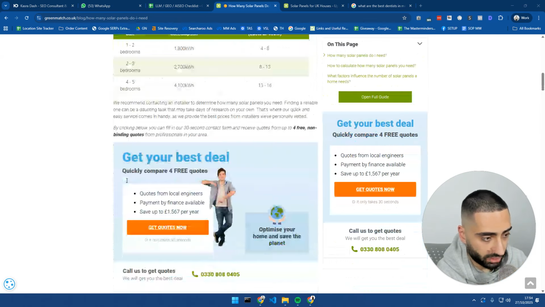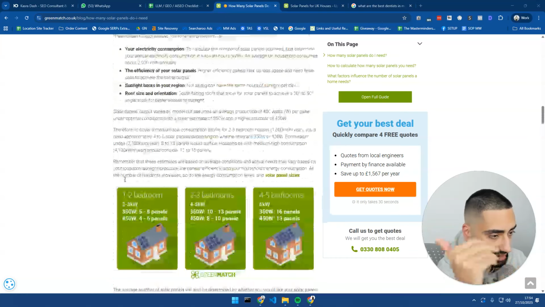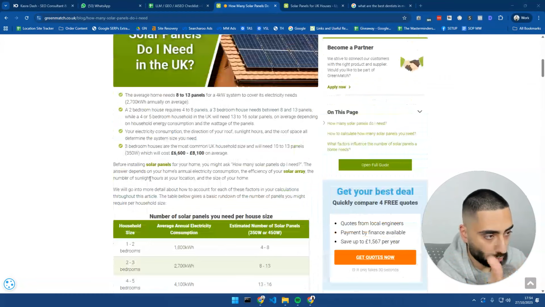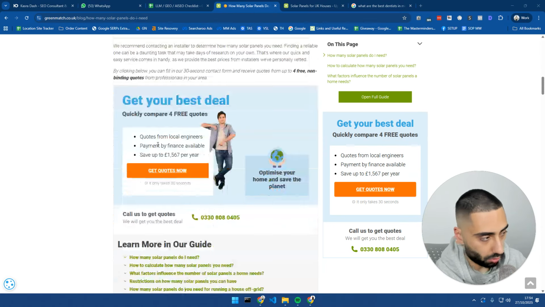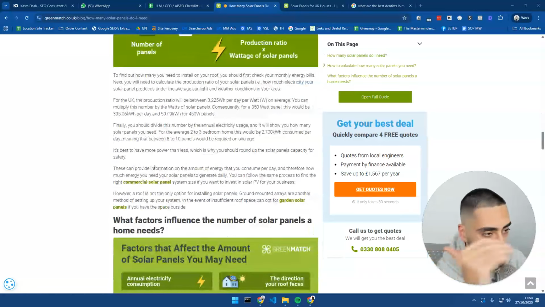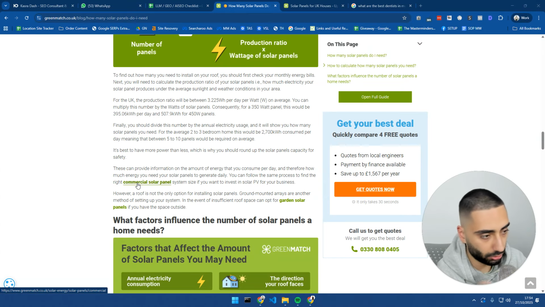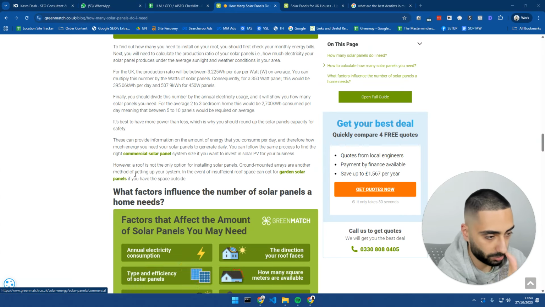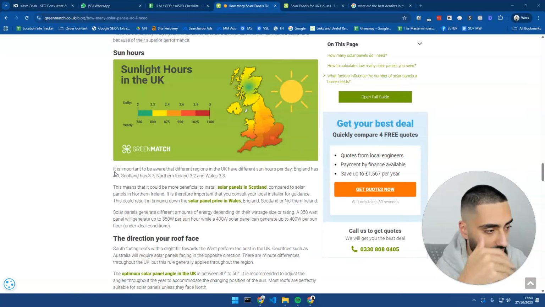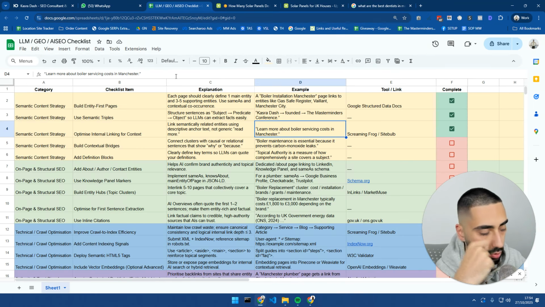If we were to take a look at all their other internal links as well, at no point do they ever say read more or learn more here. It's always talking about, for example, commercial solar panels, garden solar panels. Everything is just very, very direct, and you know exactly where you're going when you click one of their internal links.